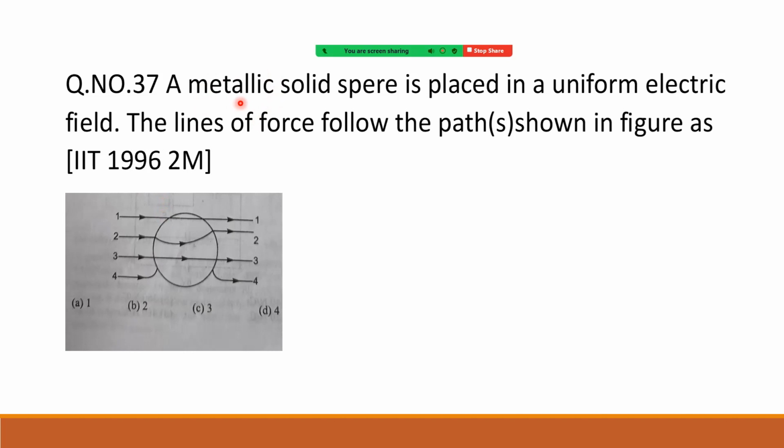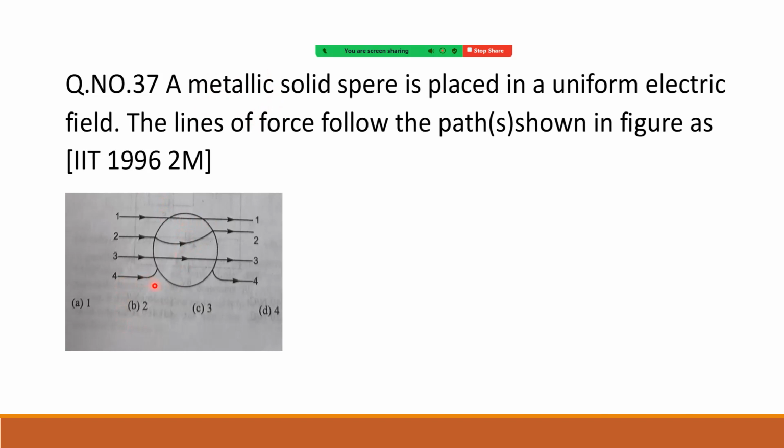Which is a conductor. So for a conductor, inside there is no field. So no field means no field lines inside. That's why options 1, 2, 3, these three are not possible. So the only option is the fourth one.